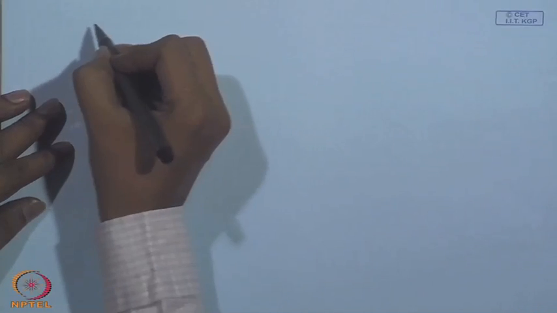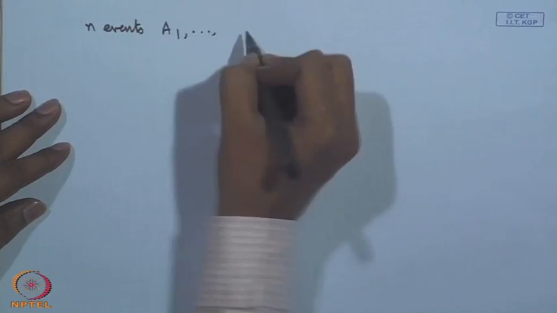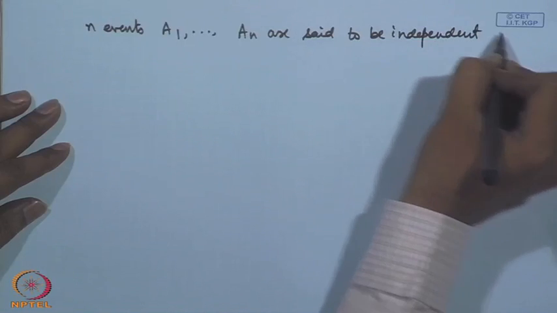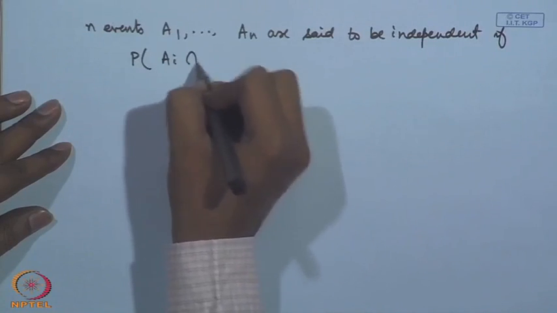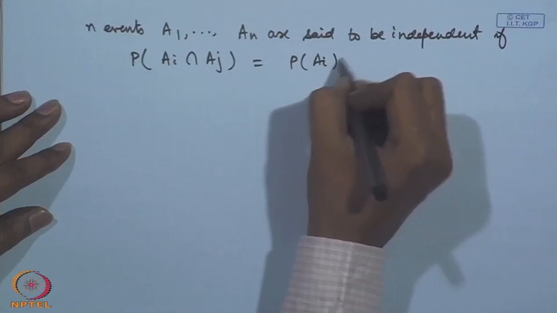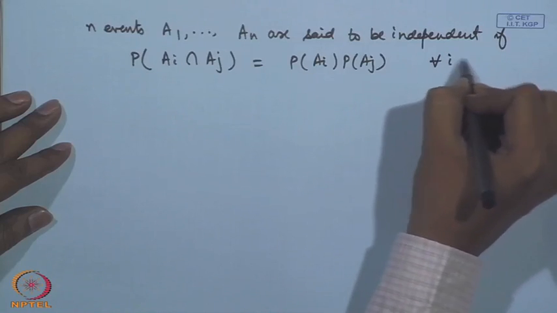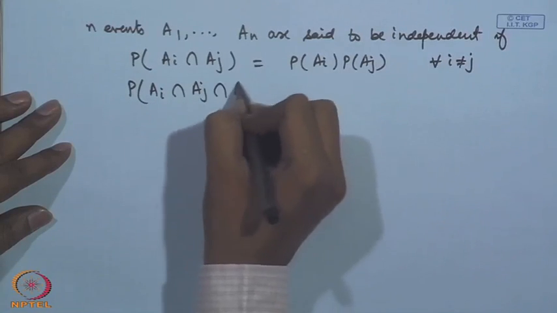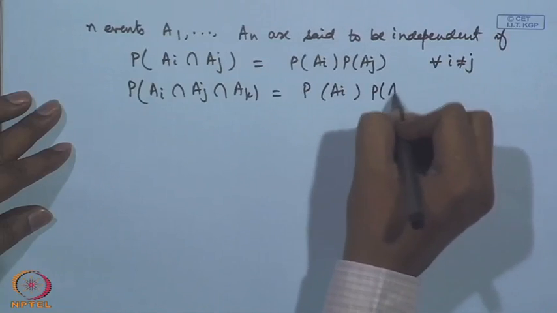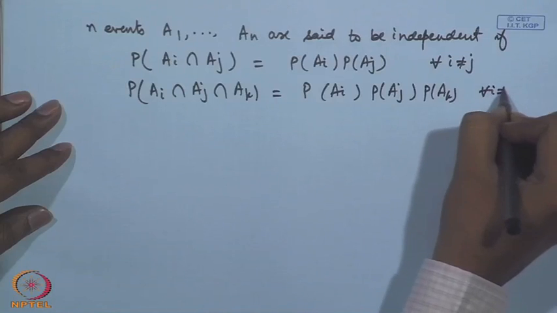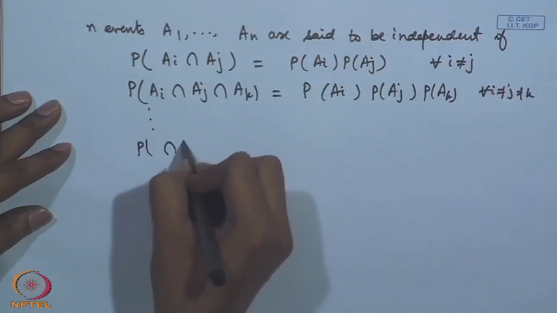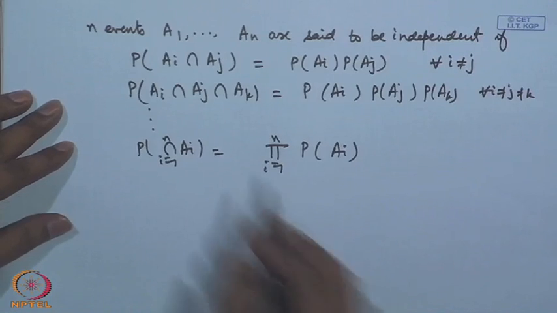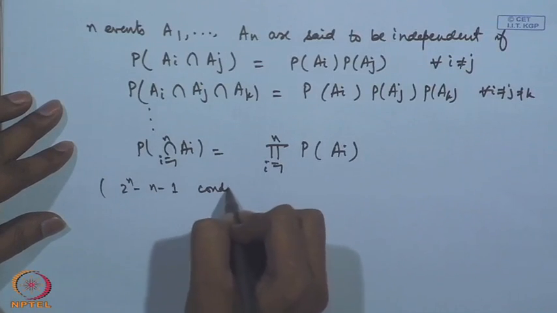So, in general, we can define n events A 1, A 2, A n to be independent if, considering every pair, probability of A i intersection A j is equal to probability of A i into probability of A j for all i not equal to j. If we consider probability of A i intersection A j intersection A k, that should be equal to probability of A i into probability of A j into probability of A k, where i, j, k must not be equal, and so on. Probability of the intersection of A i, i equal to 1 to n, must be equal to the product of all the probabilities. Basically, these are 2 to the power n minus n minus 1 conditions.